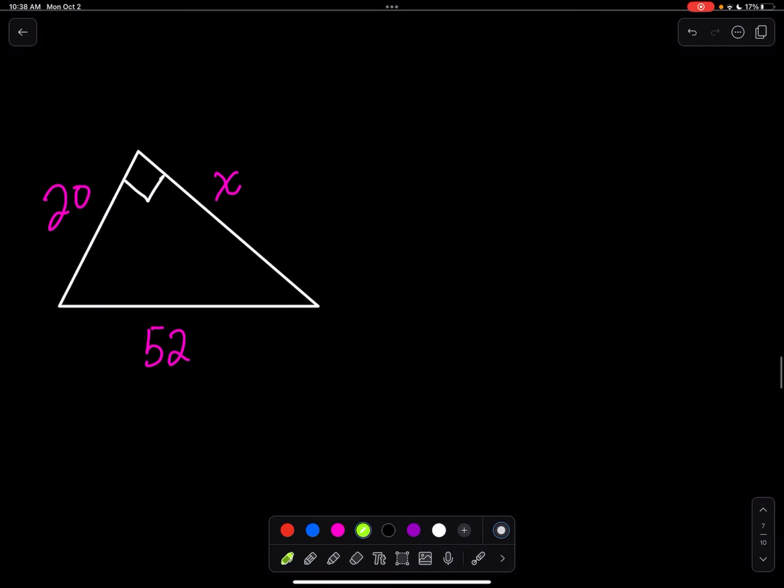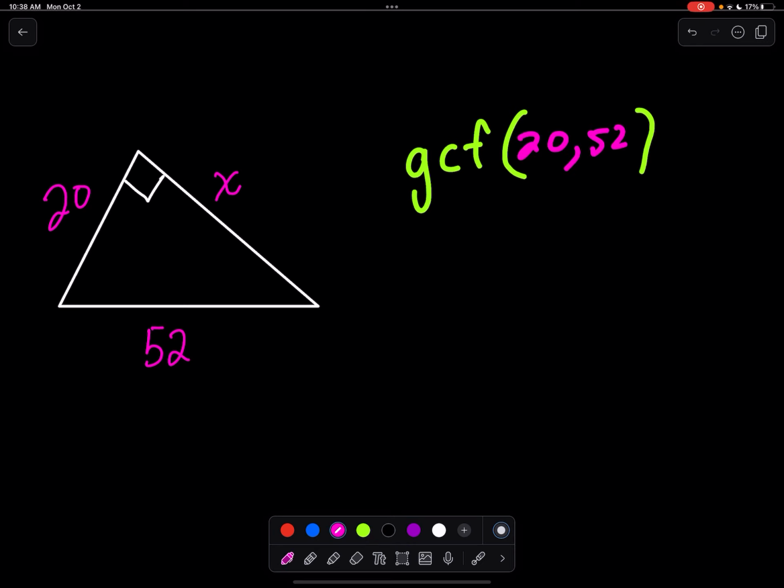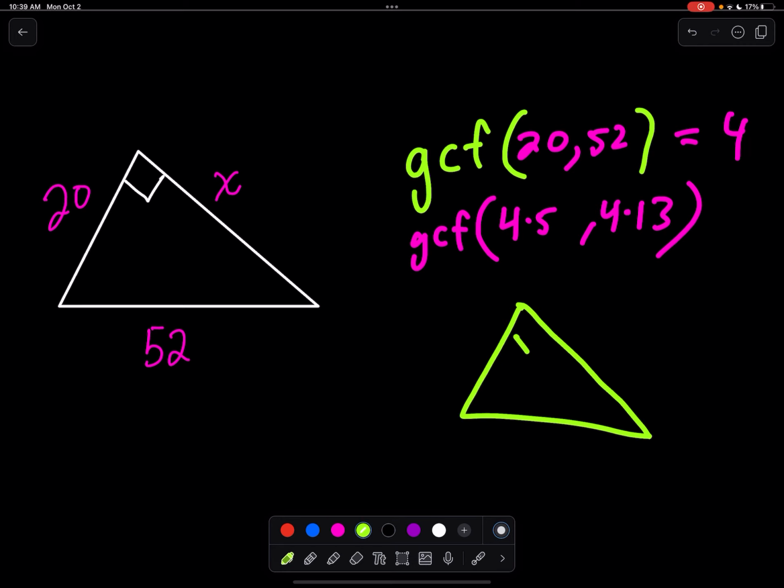Okay, so we're given two sides in a triangle. We're just going to reduce it. We'll ask ourselves, well, what's the biggest number that goes into 20 and 52? What's the GCF, the greatest common factor? Well, 20 and 52, oh, this makes me think of like playing cards. 4 goes into both of them. That's our greatest common factor. So we can sort of scale this down, divide by 4, this is 5, divide by 4, this is 13. This is truly a 5, 12, 13.